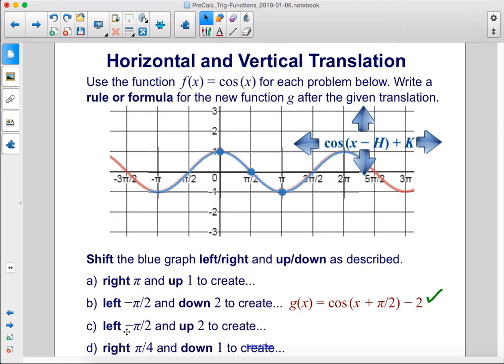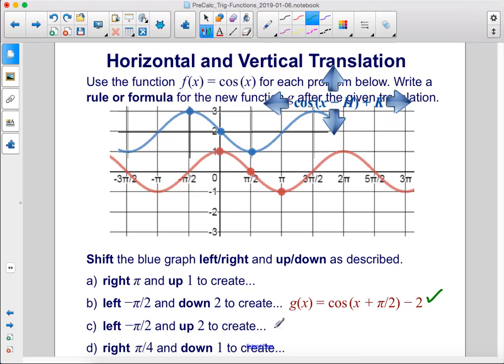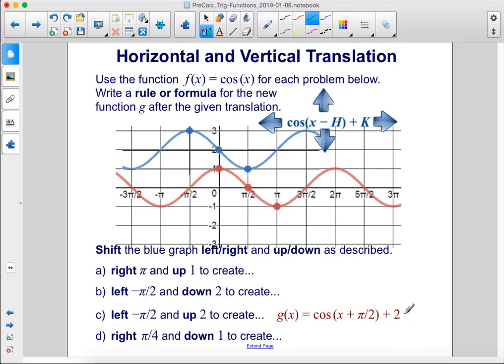We're going to go left pi over 2 again. So like that, and then up 2. 1, 2. The equation for this is cosine of x plus pi over 2 like before, but then we're going up 2. So plus 2. And there we have it. Now let's move back to the starting position.